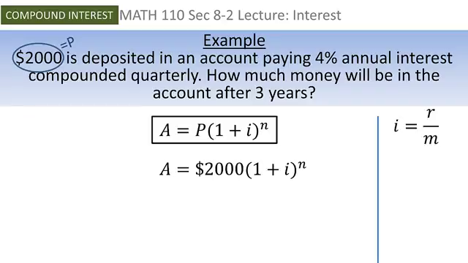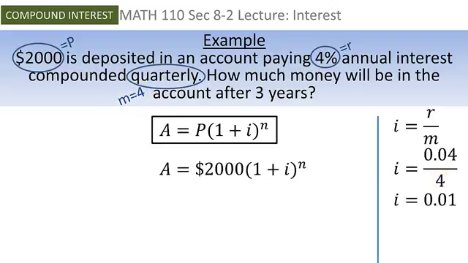We have to calculate that little i. Notice the formula has a little i in it, and we know that little i is little r over little m. Well, r is the annual interest rate, just like it was for simple interest, so that's going to be 0.04. And little m is the number of compounding periods per year. It says compounded quarterly. Quarterly means 4 times per year, so m is 4. And now we can calculate little i, 0.01. So it's a 4% interest rate paid out quarterly, so that's 1% each period.